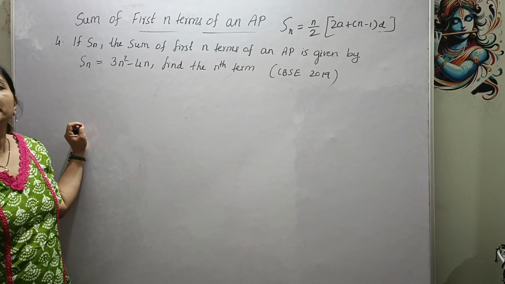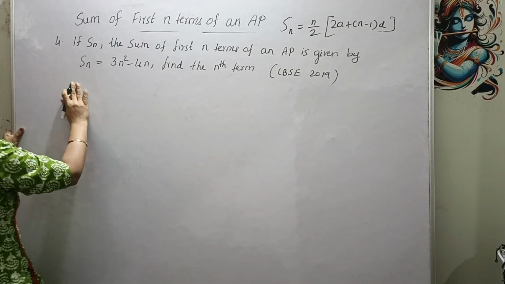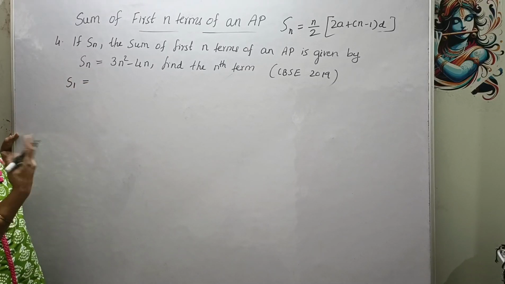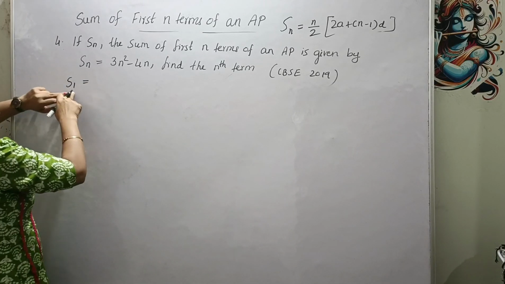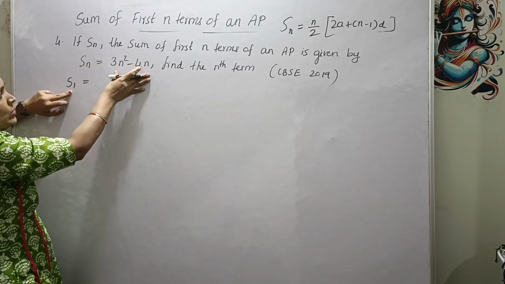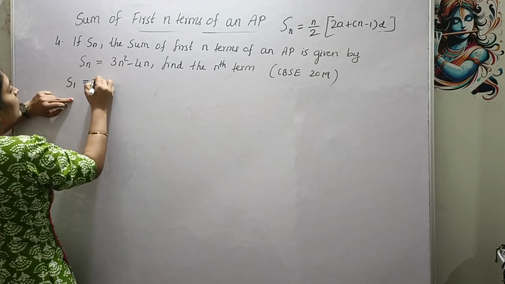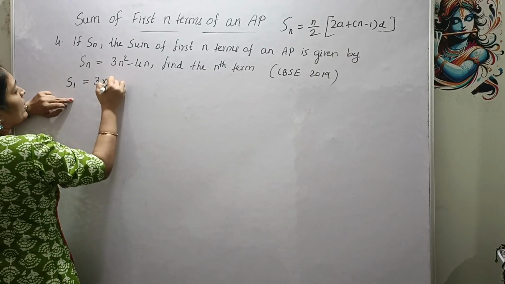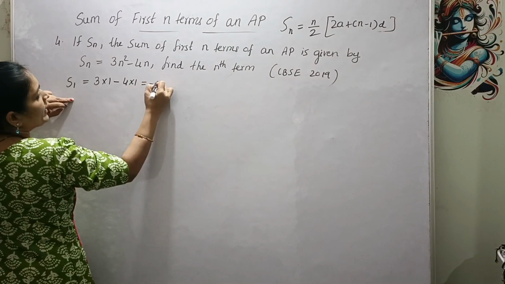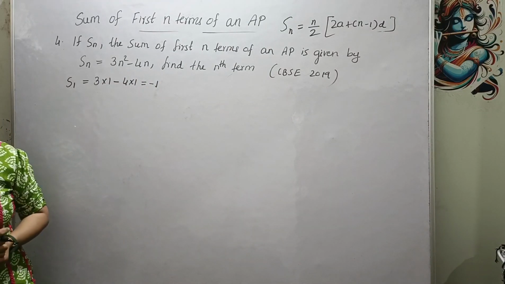Right? Sum of the first term is the first term itself. Right? First term of an AP. Therefore, let's find S1 so that we will get the first term. So, S1 is equal to, substituting n is equal to 1 in Sn, 3 into 1 square minus 4 into 1, that is 3 minus 4, which is minus 1. So, here we have got the first term is minus 1.